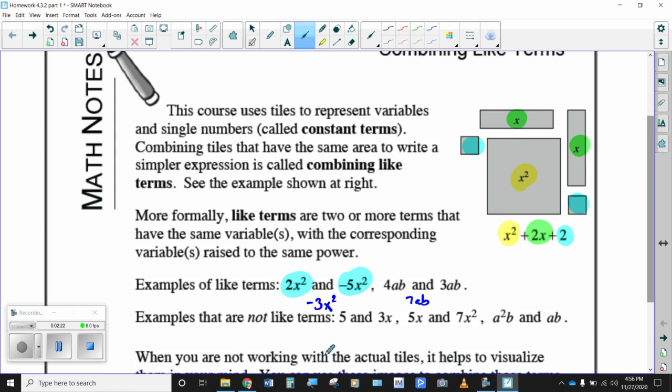Okay. Now, if you were trying to add 5 and 3x together, you can't. So all you could say was 5 plus 3x because they do not have the same variable raised to the same power, so they cannot be combined.